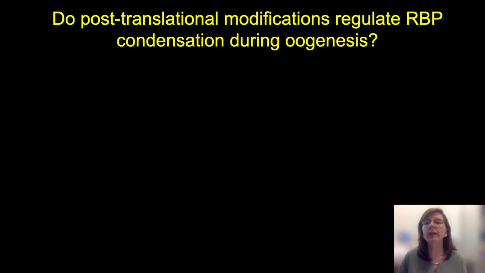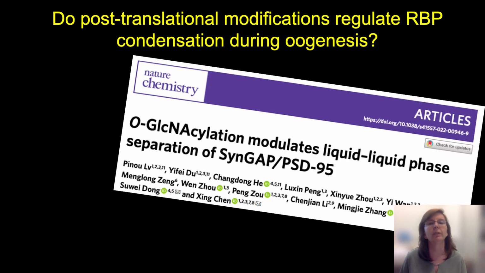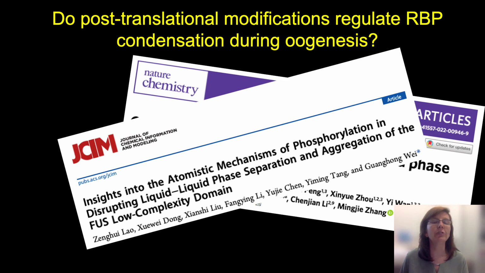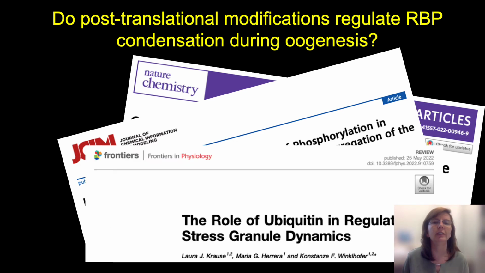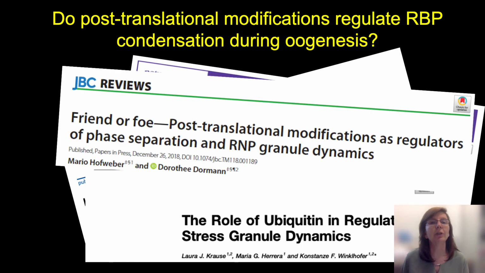Well, dozens of headlines from the literature have pointed us in the direction of considering post-translational modifications in regulating RBP condensation during oogenesis. We can see headlines linking glycNAcylation with liquid-liquid phase separation, phosphorylation in terms of regulating liquid-liquid phase separation and aggregation, ubiquitination, and there have been many lovely reviews that really summarize all of these post-translational modifications that seem to be very important regulators of phase separation and RNP granule dynamics.